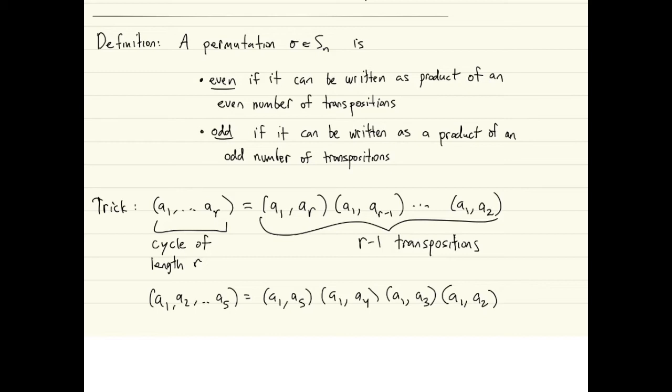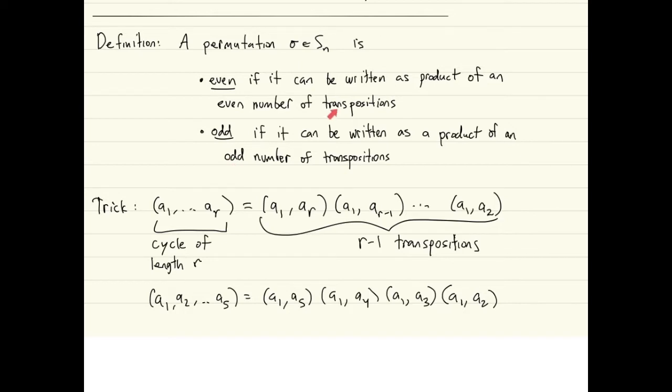In this video, we're going to introduce an important group called the alternating group, and for that we need to define the even and oddness of permutations. So a permutation sigma in the symmetric group on n letters is said to be even if it can be written as a product of an even number of transpositions, and similarly it's said to be odd if it can be written as a product of an odd number of transpositions.